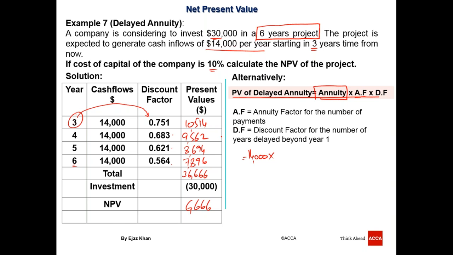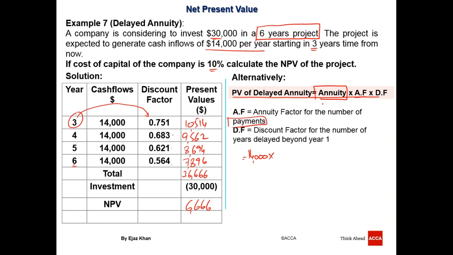Now, which annuity factor? Annuity factor for the number of payments. So we need to find out the number of payments that we're going to receive throughout the life of the project. Since it's a 6-year project, and we were told that the first payment will be received at the end of year 3, out of 6 years, we won't be getting anything for the first 2 years. So out of 6 payments, we won't be getting 2 payments. That means we will be getting 4 payments.